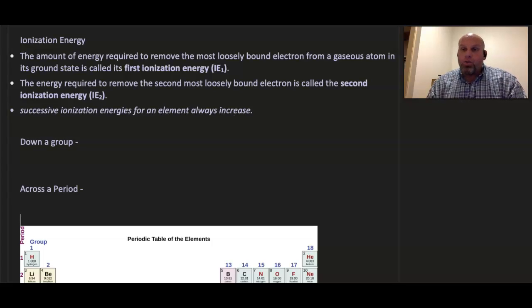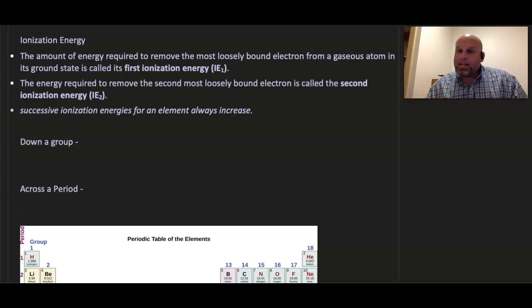Atoms don't just lose one electron, they can lose multiple electrons. Therefore, there are multiple ionization energies. So the ionization energy required to remove the first electron is called the first ionization energy, and the next electron would be the second ionization energy, and so on.